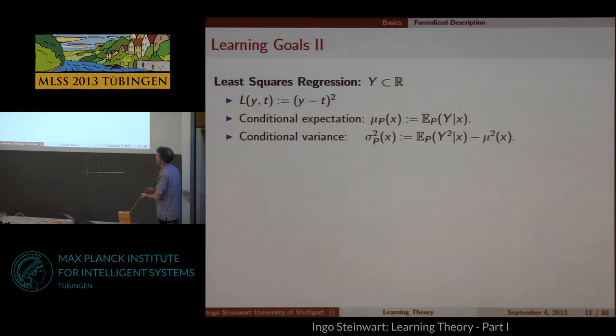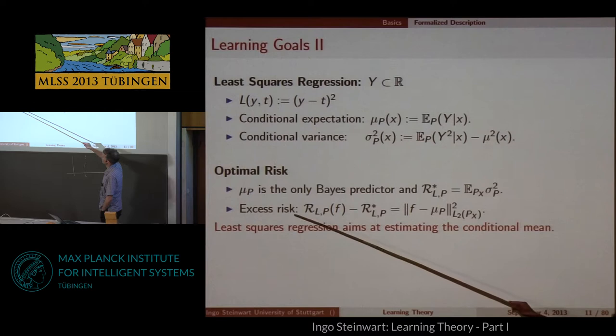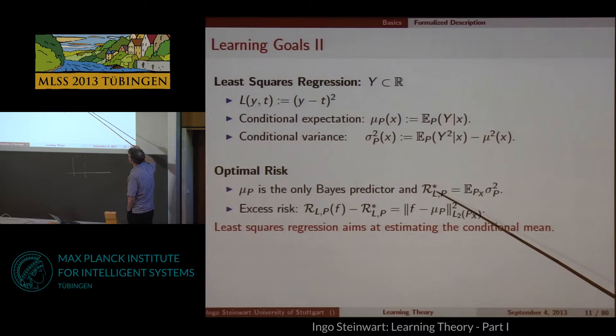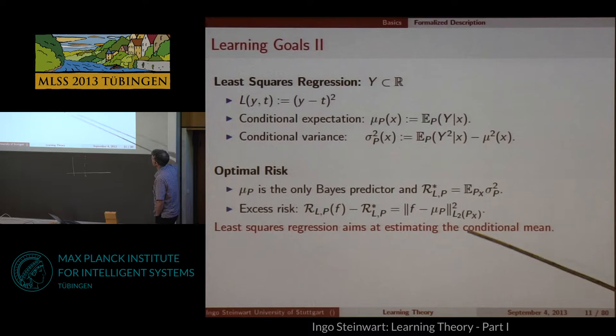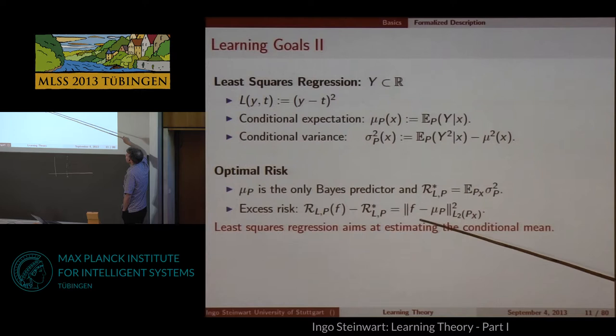And with the help of these two quantities, we can consider the base risk and the base predictor. We can show rather easily that the conditional expectation is the only base predictor, and the corresponding base risk is the expected conditional variance. And the excess risk, which we want to keep small, is nothing else than the difference of f and the conditional expectation with respect to some norm squared. Does everybody know what this norm here is?